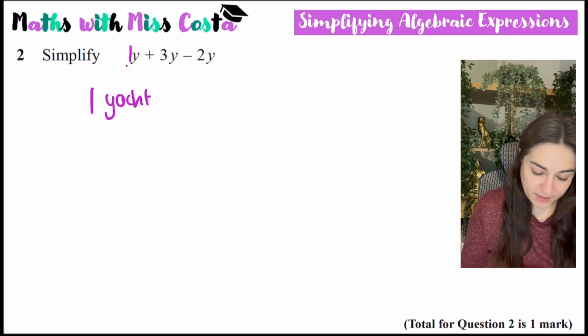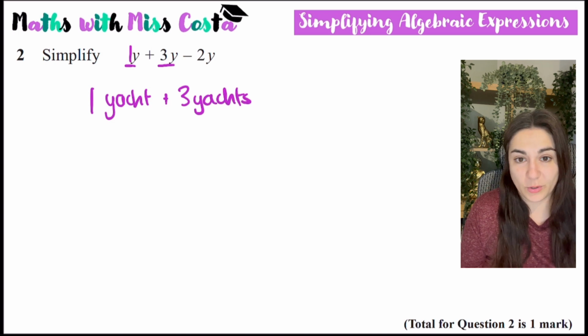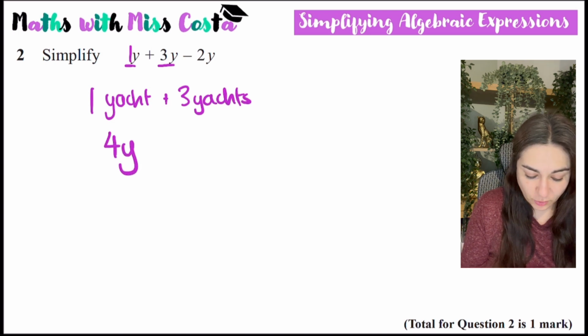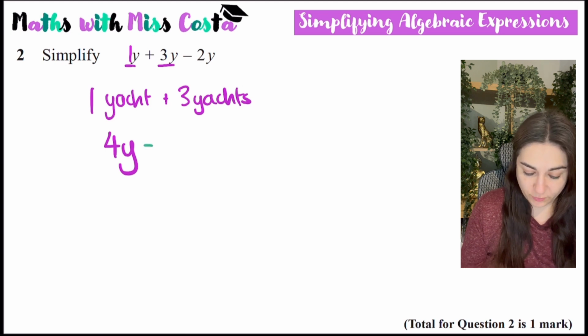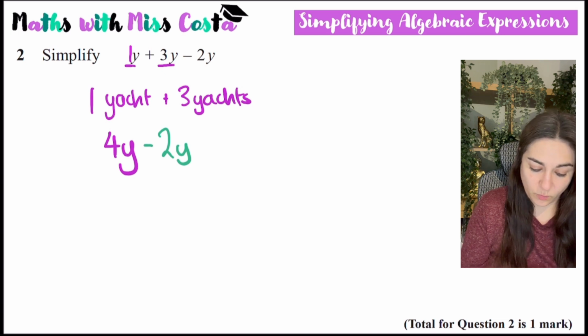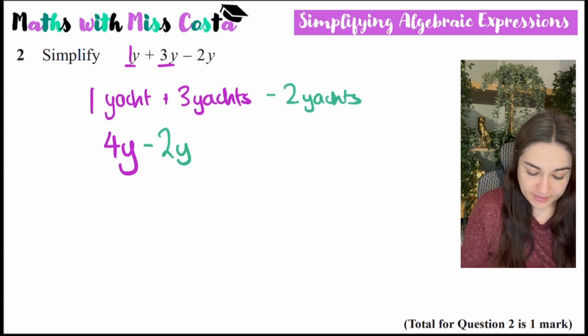So I've got 1y plus 3y. That's the same as saying I've got one yacht, and I add 3 yachts to my little yacht collection. So I've got 4y in total, because 1 plus 3 is 4. But then I'm going to take away 2y. So I've got 1 yacht plus 3 yachts, and then I take away 2 yachts. So 4y take away 2y is the same as saying 4 take away 2, which is 2y.